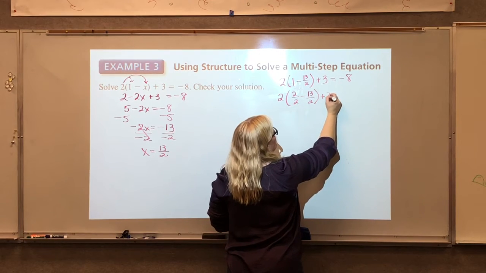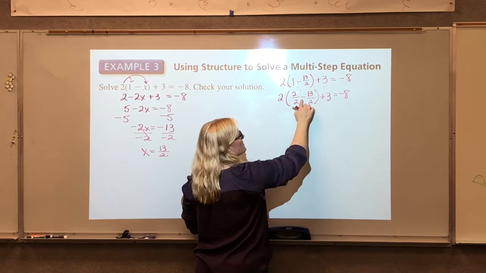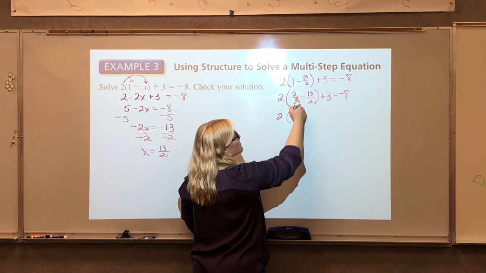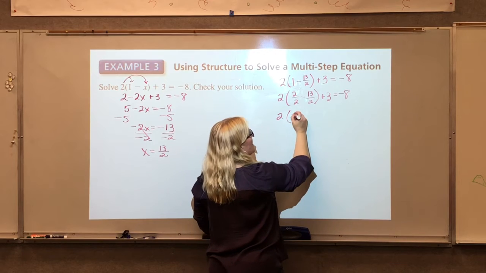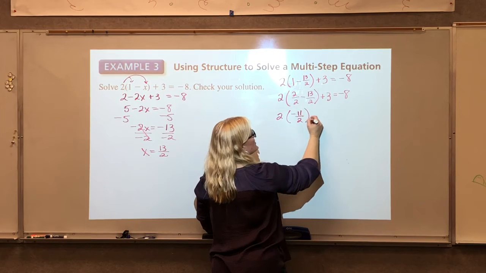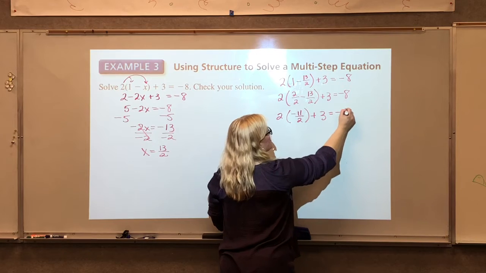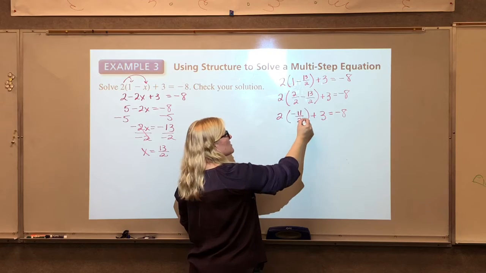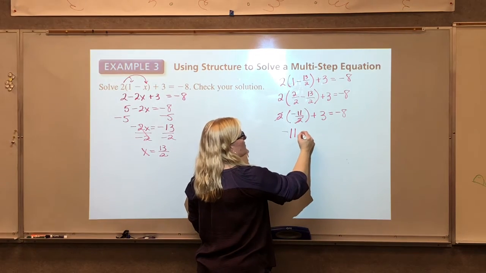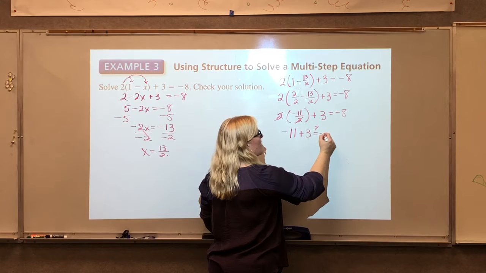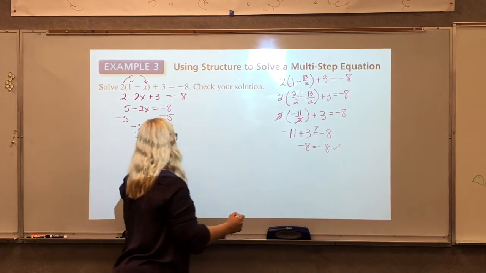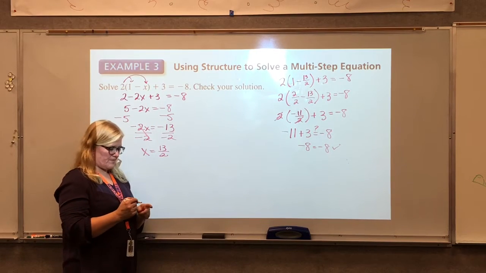And so now I can subtract these fractions. So I've got 2 times 2 minus 13 is a negative 11 halves, plus 3 equals negative 8. Well, 2 times negative 11 over 2, my 2's cancel. So I'm left with negative 11 plus 3, and does that equal negative 8? It does. So I know that 13 halves is my answer.